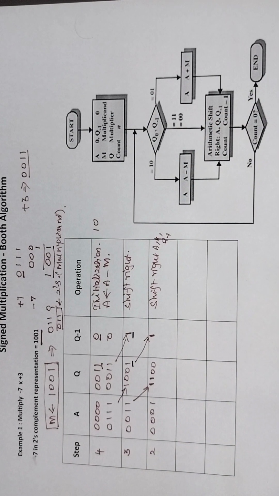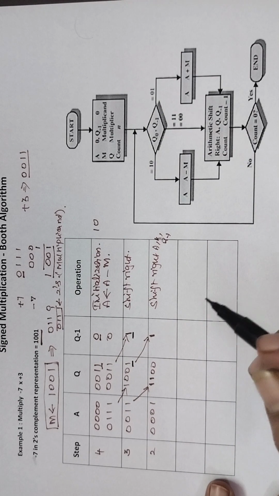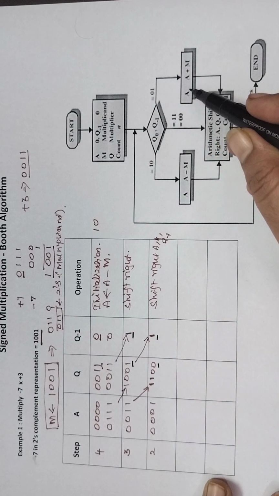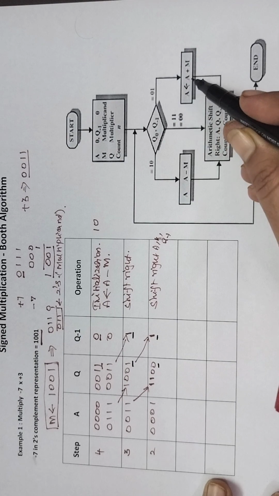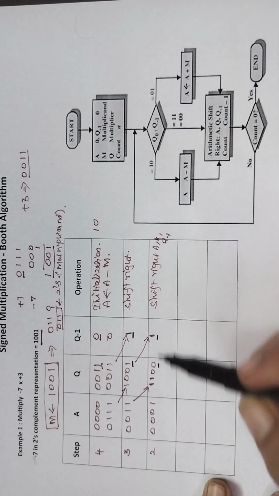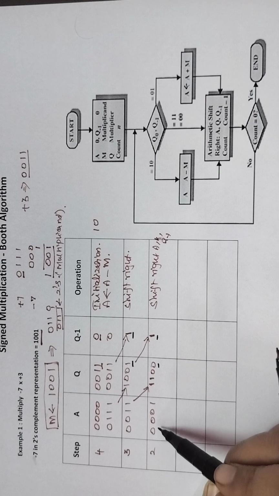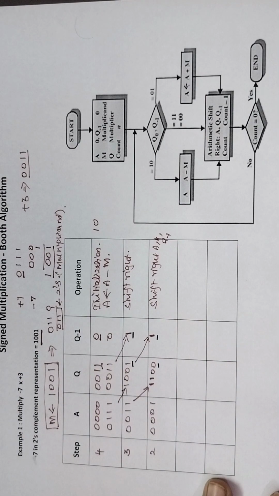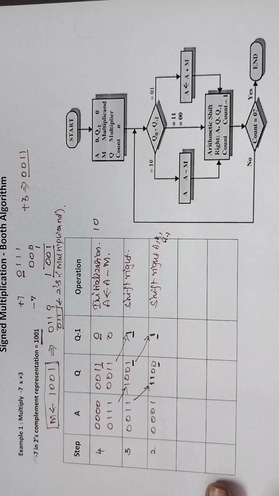What are Q0 and Q minus 1? We have 0 and 1. If it is 0, 1, we have to perform A produces A plus M. Here it is represented A produces A plus M. So what is A? Here we have 0, 0, 0, 1. M is 1, 0, 0, 1. When we are adding it, what will we get as the result?